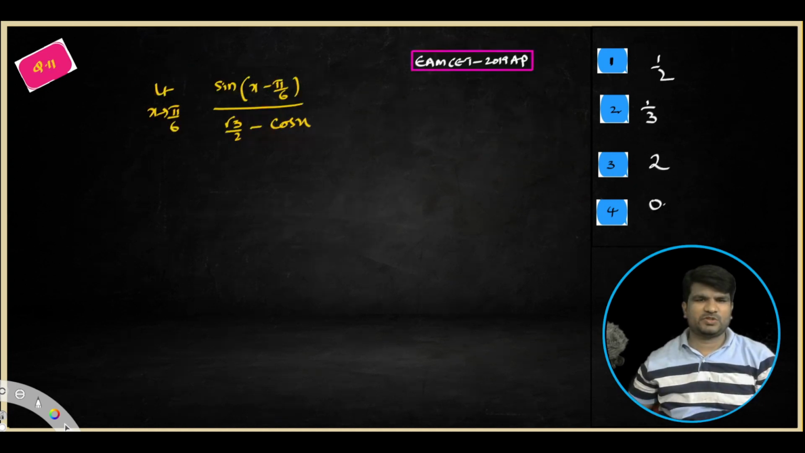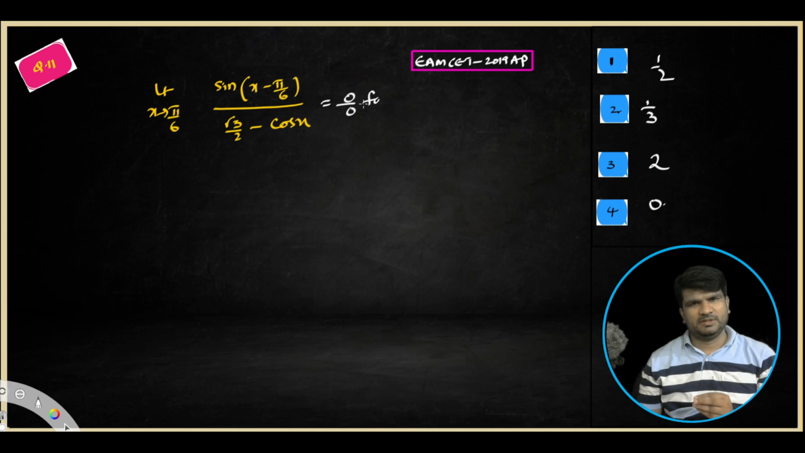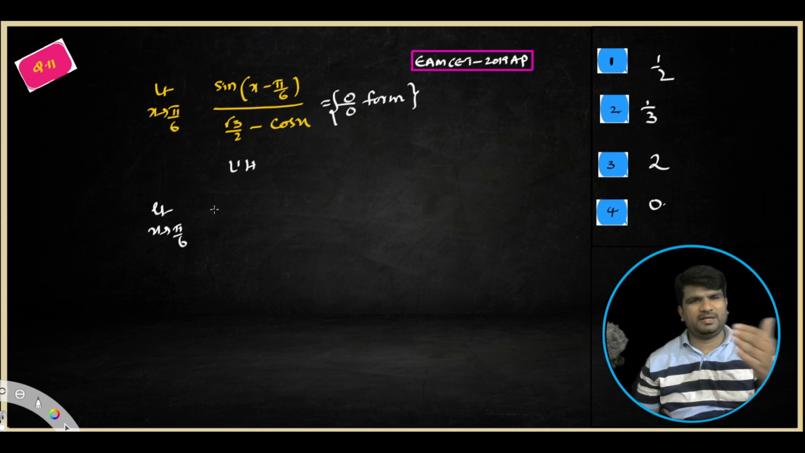So the next question is question number 11, Eamcet 2019 AP. Limit x tends to pi by 6 of (sin x minus pi by 6) by (root 3 by 2 minus cos x). If you apply the limit, you will again get 0 by 0 form. 0 by 0 form means we have to use L'Hospital. So according to L'Hospital, we differentiate the numerator and denominator.